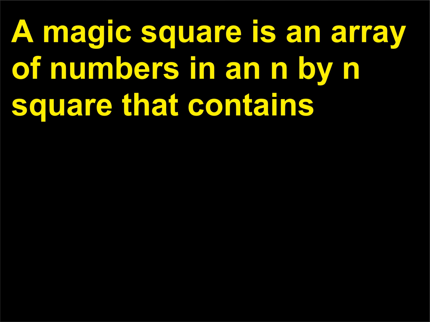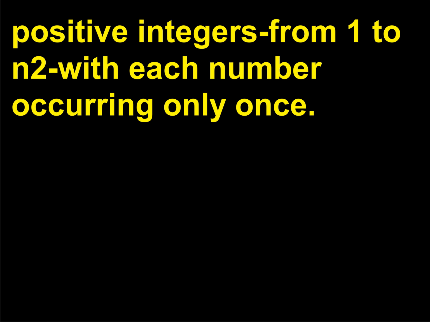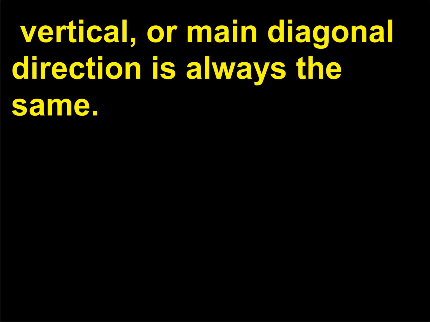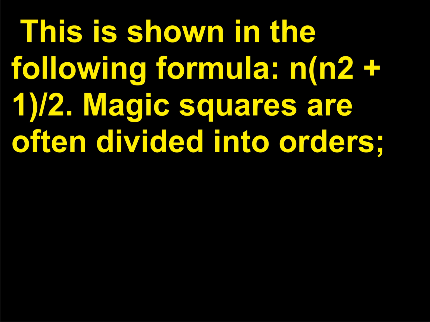A magic square is an array of numbers in an n by n square that contains positive integers from 1 to n², with each number occurring only once. The numbers in the squares are arranged so that the sum in any horizontal, vertical, or main diagonal direction is always the same. This is shown in the following formula: n² plus 1, / 2.